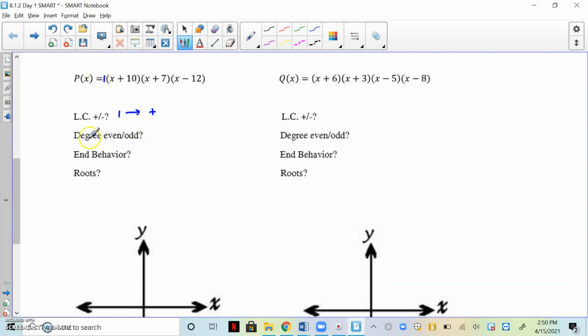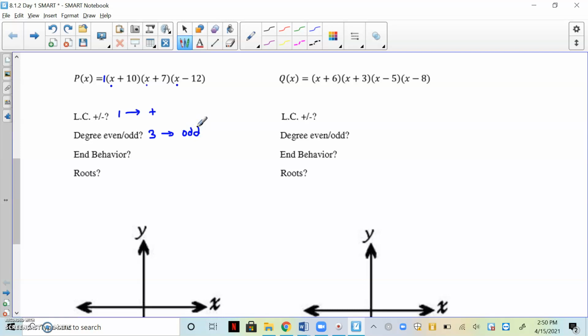The degree is the highest exponent on the x. The way we figure that out is we count how many x's are being multiplied together. So we have 1, 2, and 3 x's being multiplied together. So my degree is 3. That's an odd number.